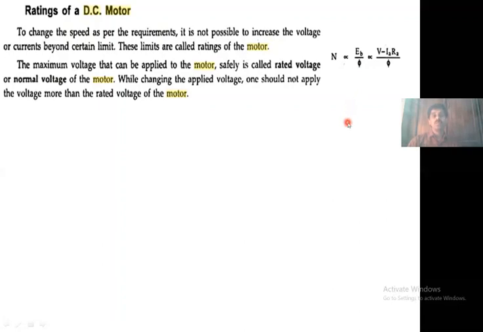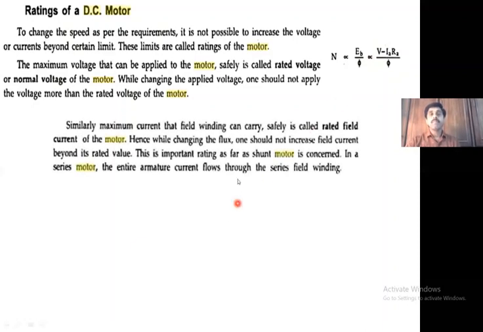ratings of the motor. First one, the maximum voltage that can be applied to the motor safely is called rated voltage or normal voltage of the DC motor. While changing the applied voltage, we should not apply a voltage more than the rated voltage of the motor. So we cannot apply a voltage more than the rated voltage of the motor. That is one constraint.